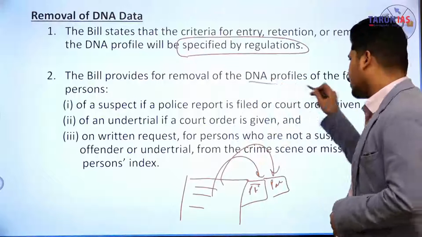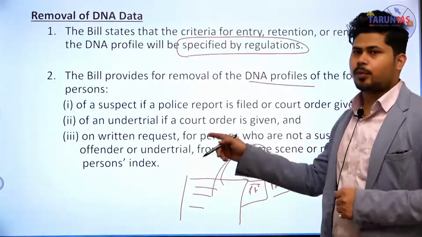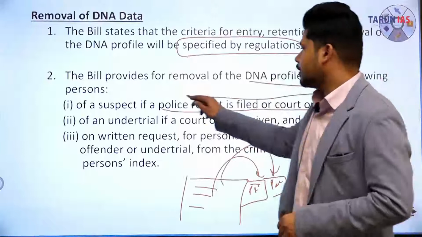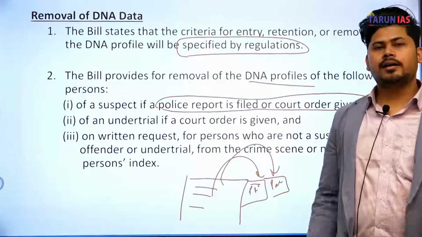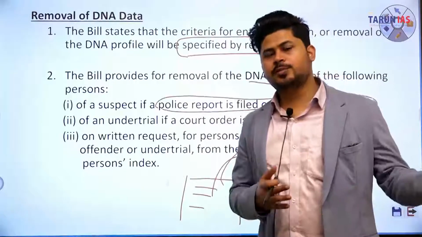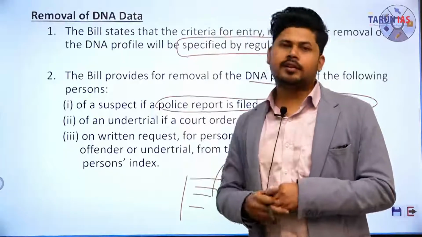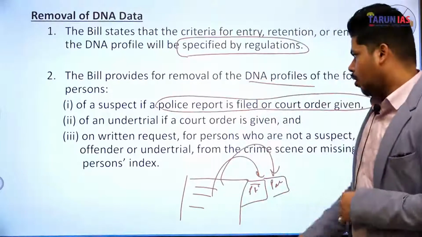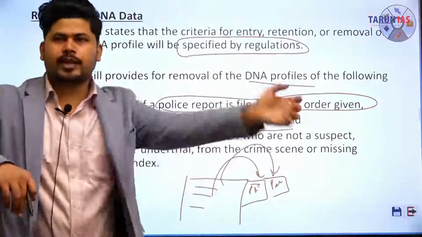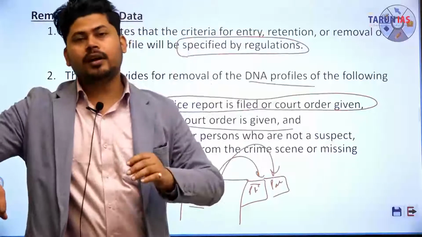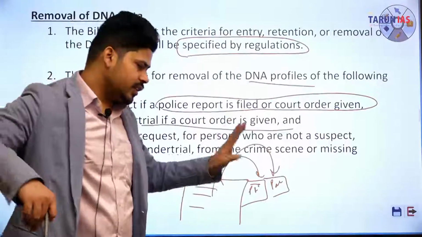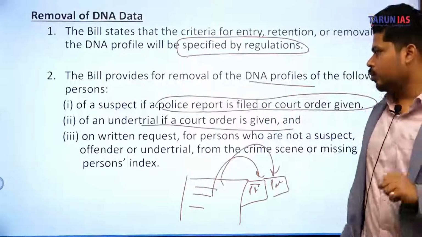The bill provides for removal of DNA profiles. However, in certain circumstances, the bill provides for removal if a suspect police report is filed and court order is given. ठीक है, अगर किसी सस्पेक्ट का पुलिस रिपोर्ट फाइल की जाती है एंड द कोर्ट ऑर्डर्स, द मैजिस्ट्रेट ऑर्डर्स कि यस दिस पर्सन डीएनए शुड बी रिमूव्ड, देन द डीएनए फ्रॉम द डीएनए डेटाबेस बैंक विल बी रिमूव्ड. और इफ एन अंडर ट्रायल इज एक्विटेड, तो उसका डीएनए फ्रॉम डेटाबेस विल बी रिमूव्ड. बट इफ द अंडर ट्रायल गेट्स कन्विक्टेड, in that case the DNA from the database will not be removed.